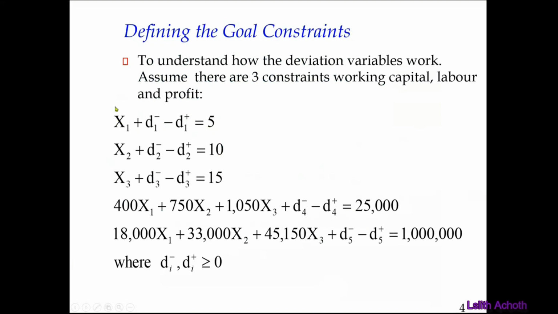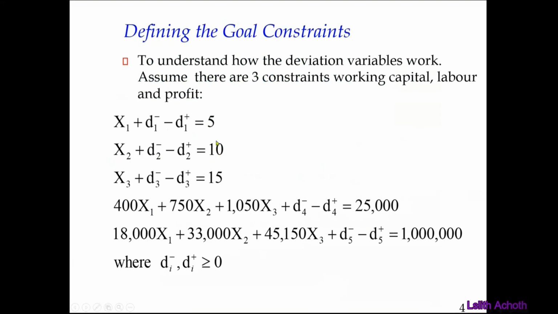How this works is, supposing x is a variable, it can take any value. Let's assume your final solution of x is 7. Now for 7 to be equal to 5, 7 is more than 5, so this minus d1 should take a value 2. So this minus slack gets activated when the target is overachieved.